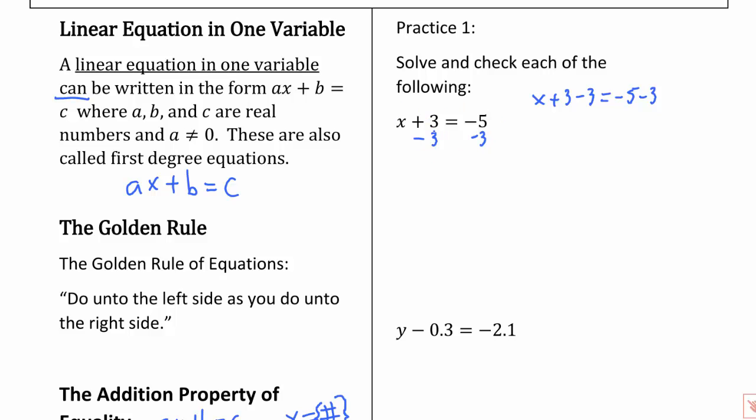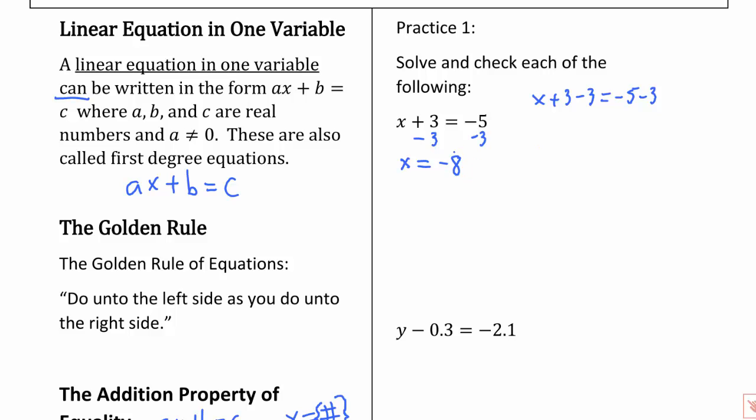So we have 3 minus 3. What is 3 minus 3? Well, that's 0. So that's going to give me x plus 0, but we don't write down plus 0, is equal to negative 5 minus 3. And negative 5 minus 3 is negative 8. We add them because they're the same sign, and then we keep the sign.